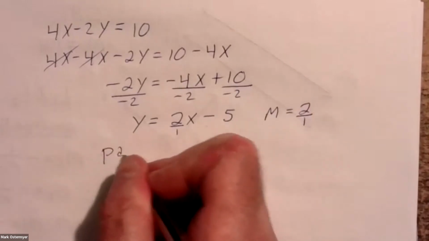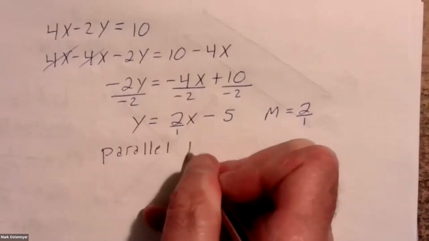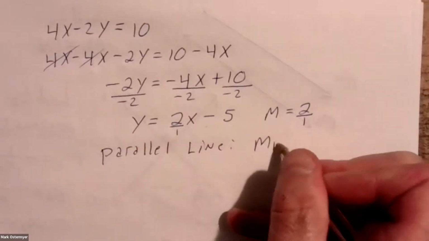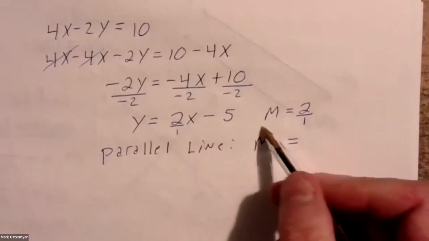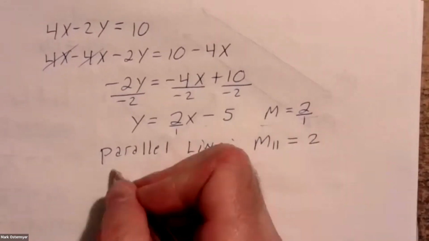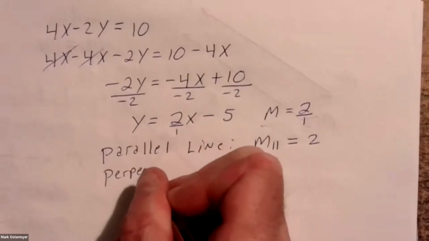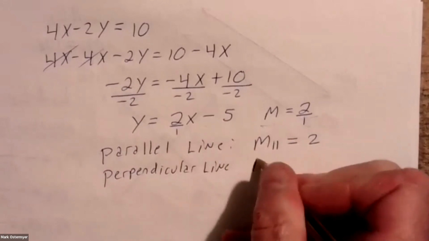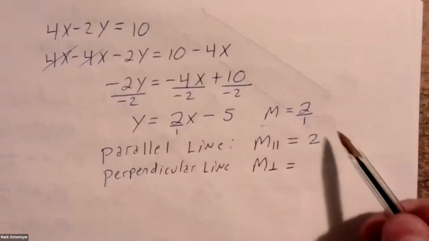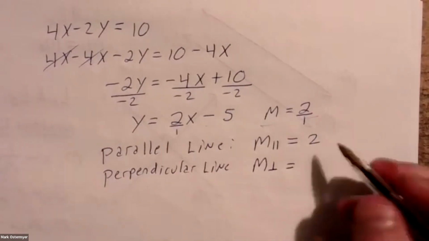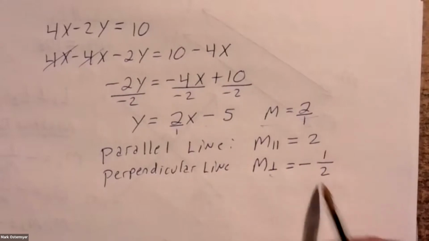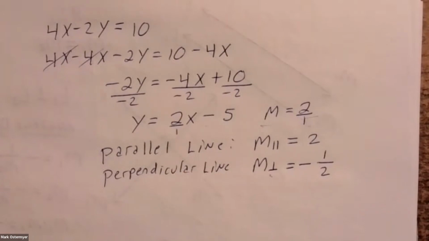So if I am to compute the slope of a parallel line, what must its slope be? Well, the slope also has to be 2, correct? All right, how about a perpendicular line? What must its slope be? What's the negative reciprocal of 2? It'd be negative 1/2. That would have to be the slope of a perpendicular line. Okay. All right, so hopefully you got that there.